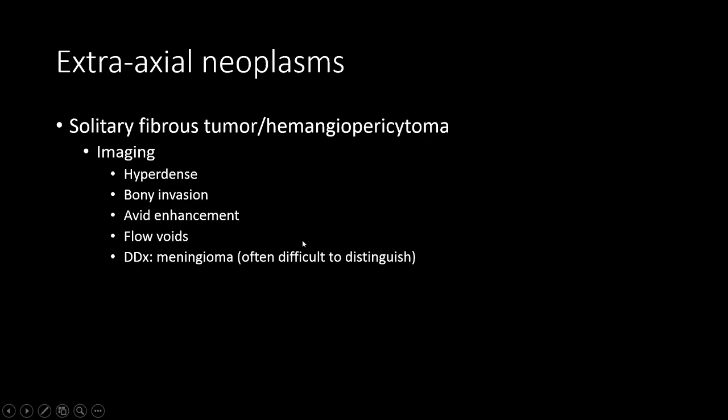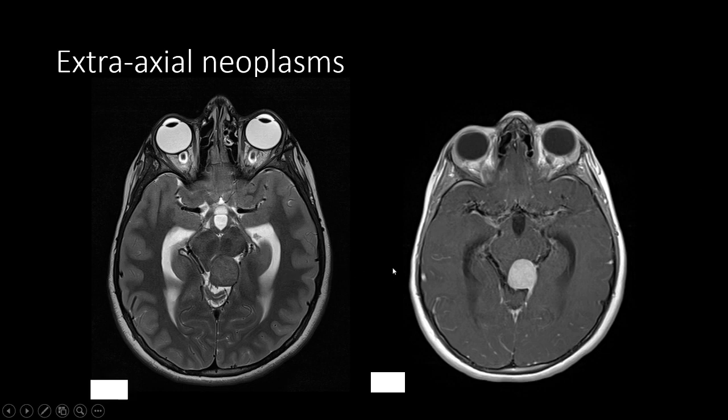On imaging, solitary fibrous tumors and hemangiopericytomas overlap quite a bit with meningioma. They're hyperdense, they avidly enhance, and they're based on the dura. They can have flow voids, they're very vascular neoplasms, and they often have bone invasion. Preoperatively, it can be very challenging to distinguish meningioma from solitary fibrous tumor or hemangiopericytoma. This is a good example showing just that challenge.